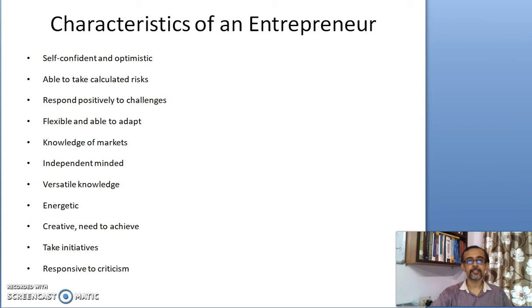Next characteristic is able to take calculated risk. The entrepreneur must be able to take up calculated risk. Calculated risk means what? He must understand whether that particular type of area where he wants to come up with that particular enterprise will be profitable or not.